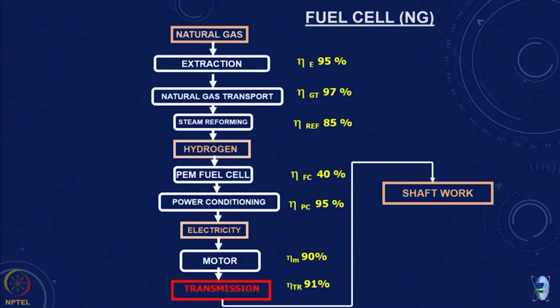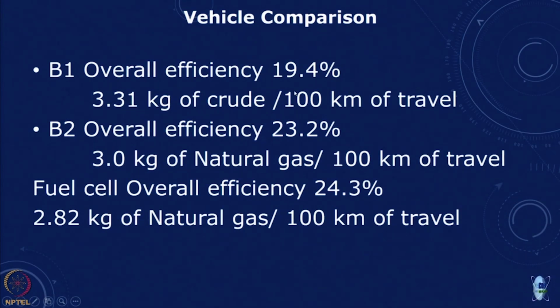In the case of the fuel cell, we look at it here, it's the fuel cell efficiency which is the determining factor. The motor and the transmission are highly efficient, and overall this is the kind of efficiency. So based on this, you can multiply the numbers and cross check. You would find that the overall efficiency of the fuel cell is higher than this, in both the cases.